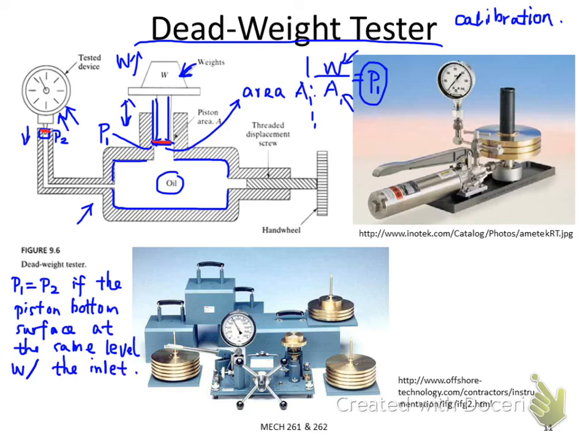So the question is how we can adjust it. That's why we design a hand wheel here. You can turn this hand wheel so that you can move the position of the thread. If you move the thread a little bit inward, we can actually lift up the whole piston and the weight, right? So if you lift it up, finally you can adjust it to be the same height. So that is the principle of the dead weight tester. How we adjust the heights of the two interfaces is we use the hand wheel.